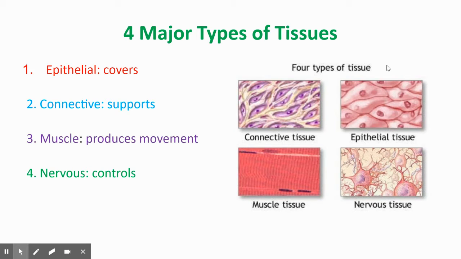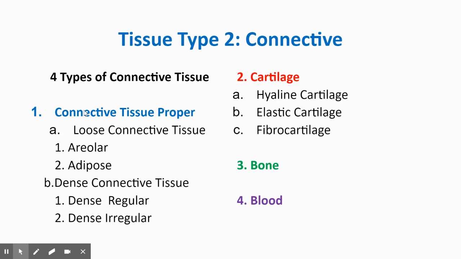Just as a reminder, we are still focusing on connective, so that's the second type of tissue. We've already learned about epithelial, so we are continuing with connective. And yesterday we talked about connective tissue proper. We went over loose versus dense connective tissue.